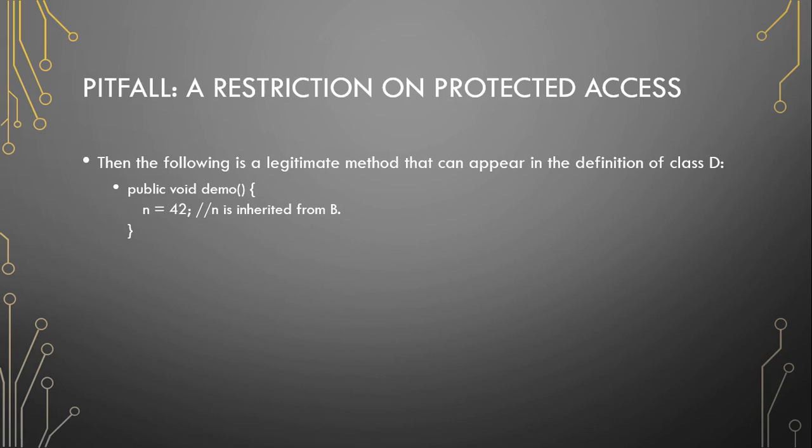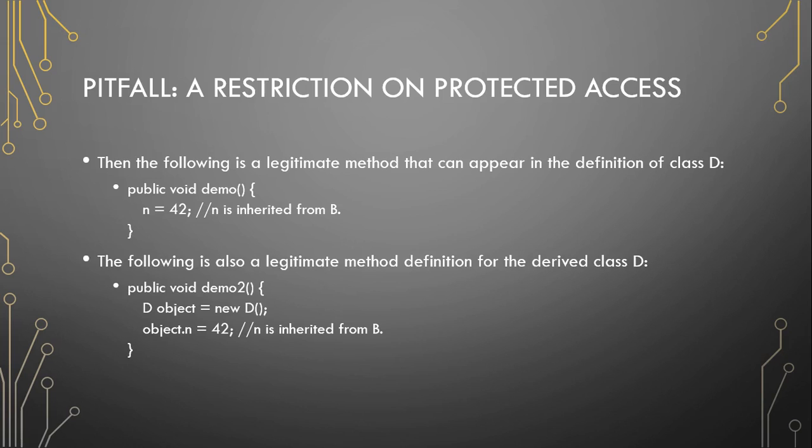The following is a legitimate method that can appear in the definition of class D. Public void demo, n equals 42, because n was inherited from B. The following is also a legitimate method for the derived class D. Public void demo2, D object equals new D, object.n equals 42, where n is inherited from B. Again, we can set n as that value.